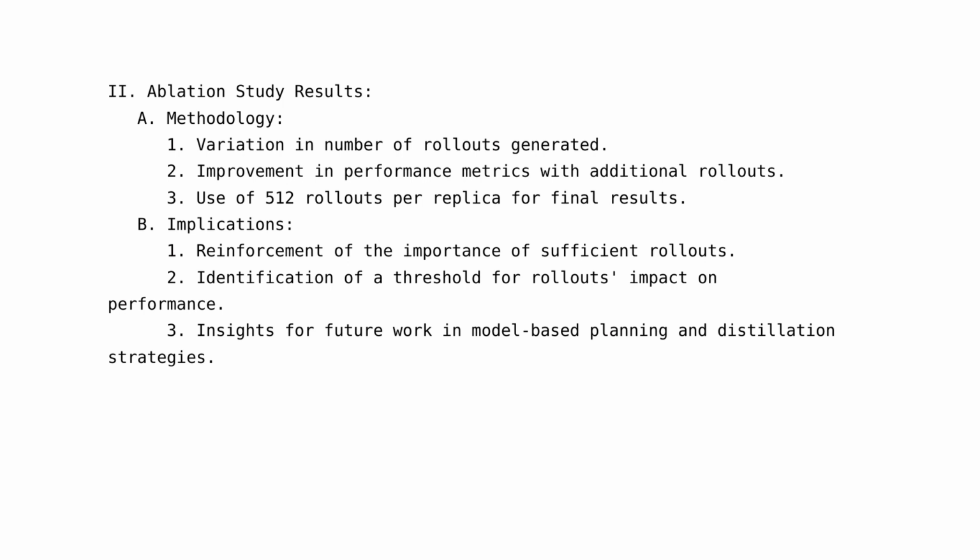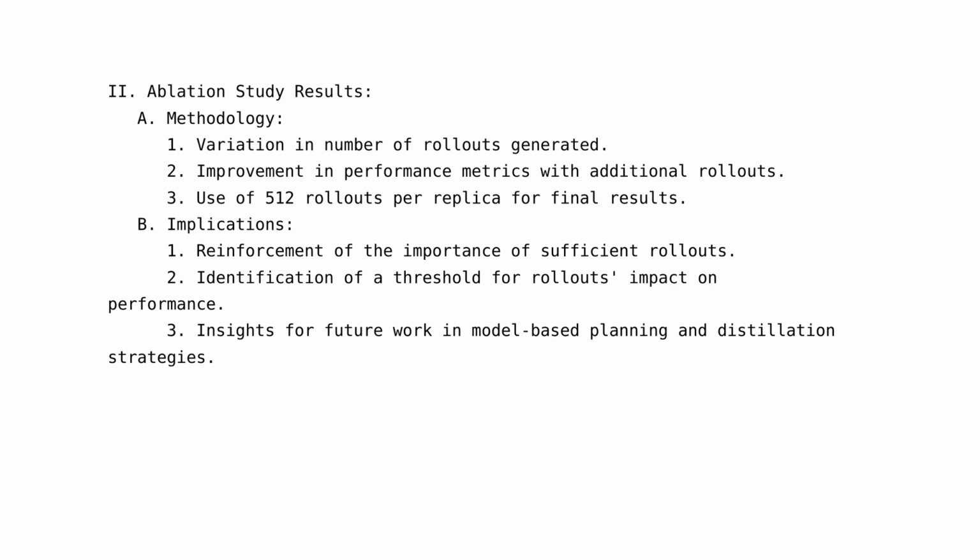Ablation study results. 1. The study involved varying the number of rollouts generated, but always clustering down to k equals 6 modes for evaluation. 2. The performance metrics were observed to improve as additional rollouts were utilized. 3. For the final leaderboard results, 512 rollouts per replica were used, although it was found that 32 rollouts were sufficient to surpass the previous top entry on joint mAP.